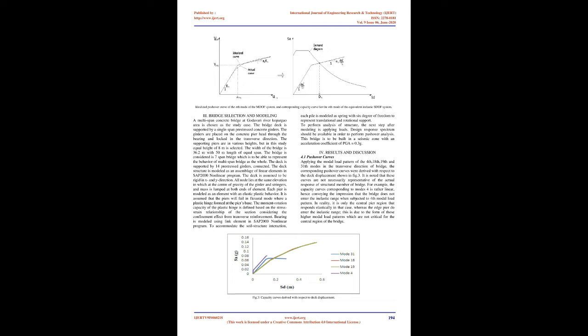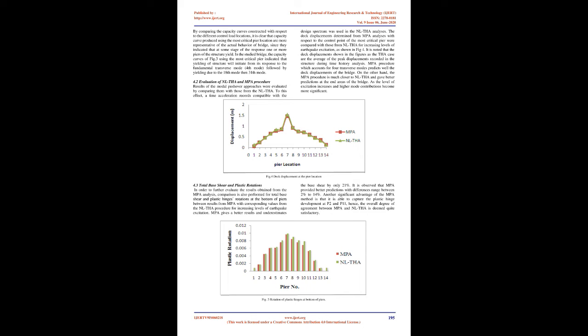The width of the bridge is 36.2 m with 50 m length of equal span. The bridge considered is a 7-span bridge, which is able to represent the behavior of a multi-span bridge as a whole. The deck is supported by 14 precast girders, connected. The deck structure is modeled as an assemblage of linear elements in the SAP2000 Nonlinear program. The deck is assumed to be rigid in X and Y directions.